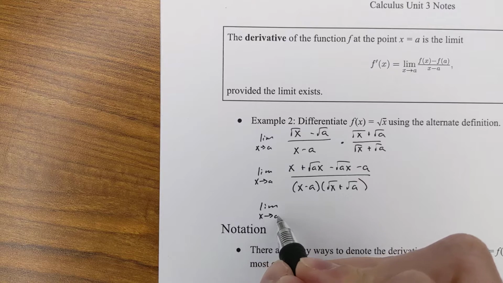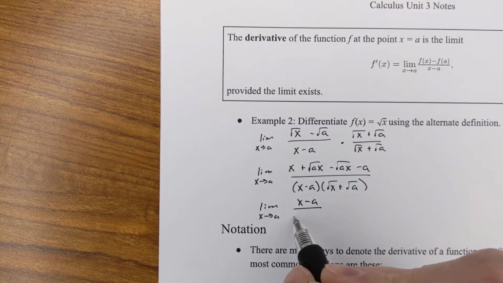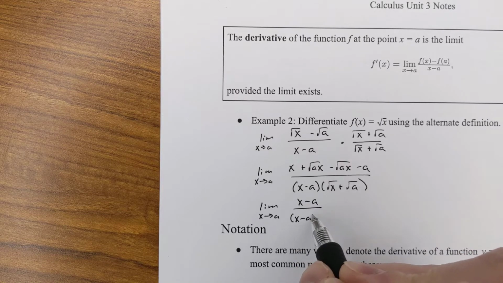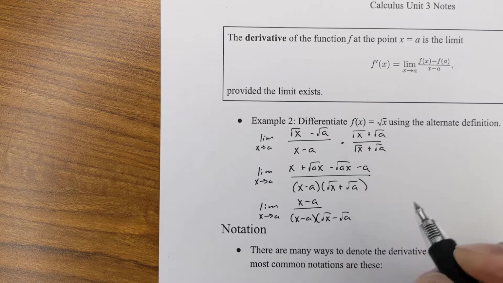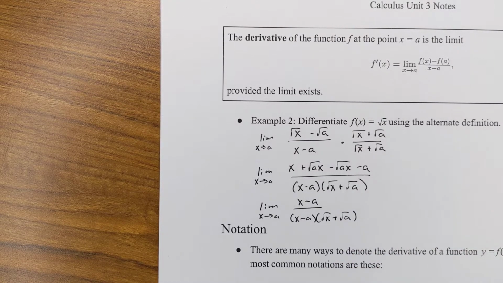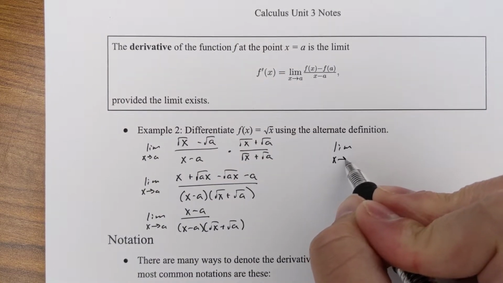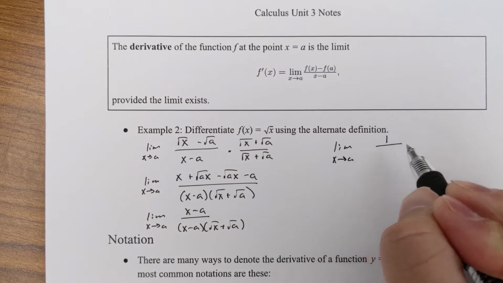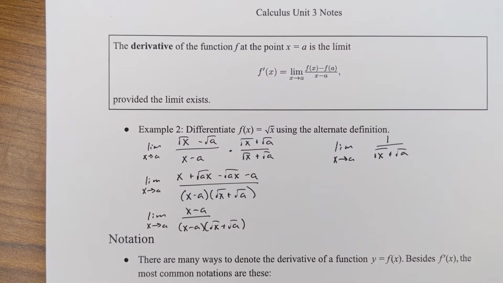So the limit as x approaches a of x minus a, all over x minus a times root x plus root a. Whoops, that should be a plus down there. There we go. These two terms cancel. This x minus a can cancel that x minus a. So we've got the limit as x approaches a, with just 1 on the top because it canceled out, and on the bottom, root x plus root a.